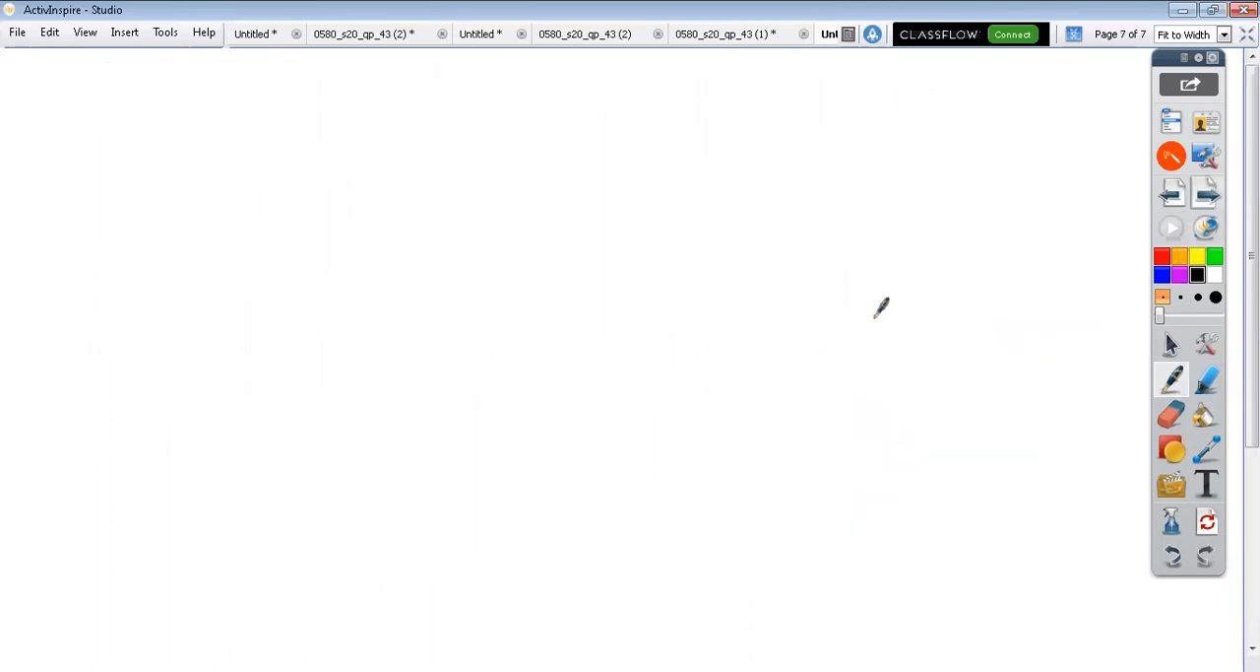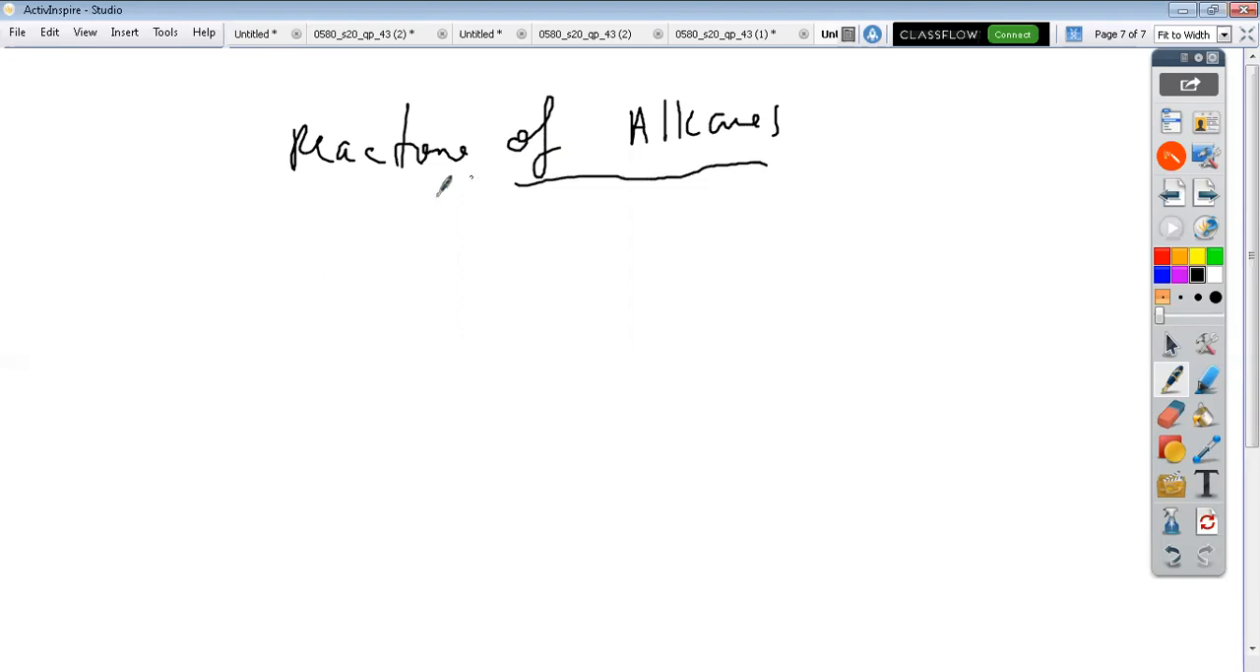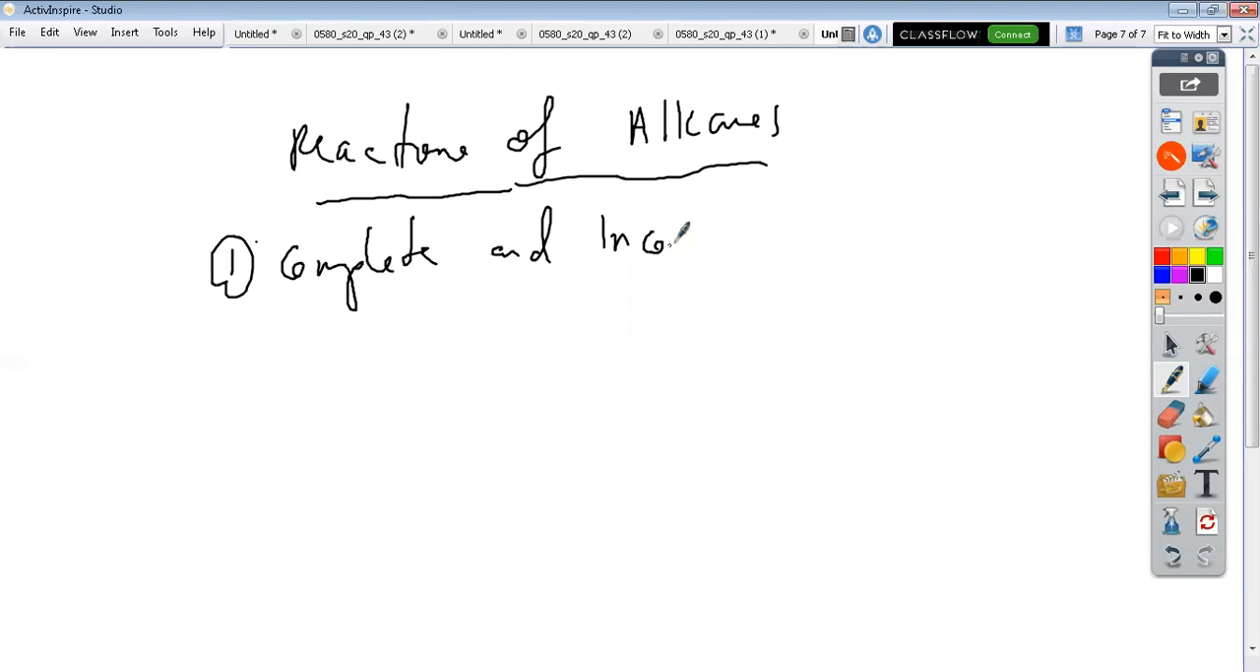Clear? Now let's quickly look at the reactions of alkanes. Okay, number 1. They don't easily react. They undergo complete and incomplete combustion if you burn them. Complete and incomplete combustion.